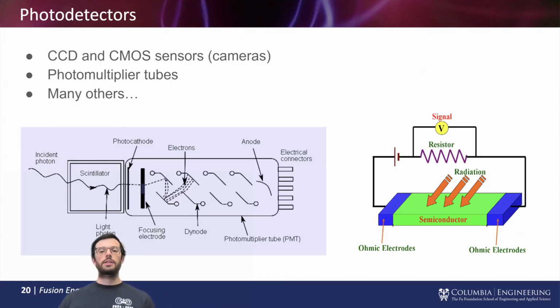The way our cameras work is the picture on the right, which is a semiconductor, so a piece of silicon, and it basically measures some voltage when radiation hits it. So that's a solid state measure. But these are all just ways of measuring light.